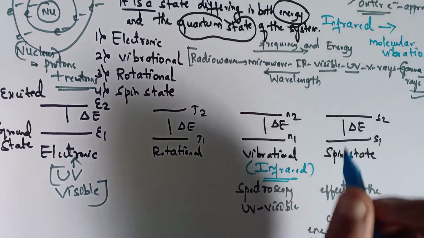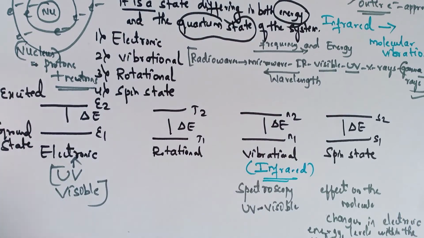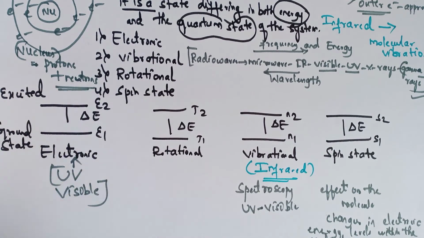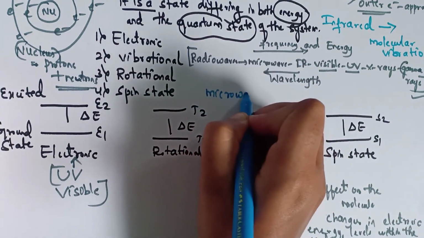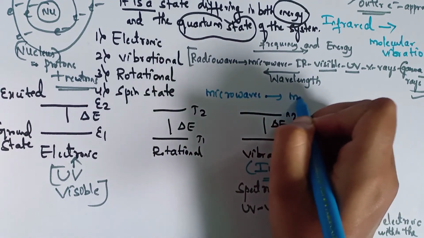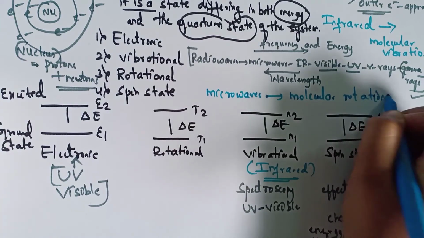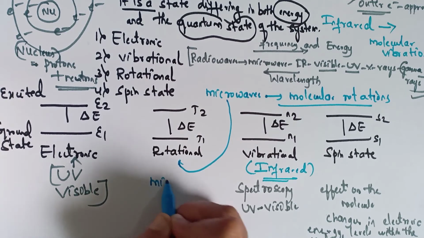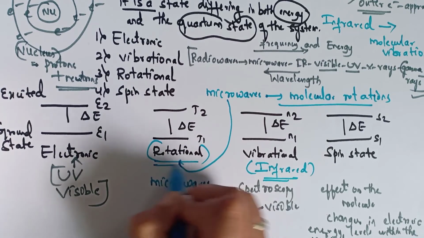Now next coming to the microwave. Here lesser energy compared to gamma rays, X-rays, UV visible and infrared. These microwaves can cause the molecule to rotate. That means microwaves can cause molecular rotation. That means these microwaves will come under rotational spectroscopy. Microwaves, that is rotational spectroscopy.